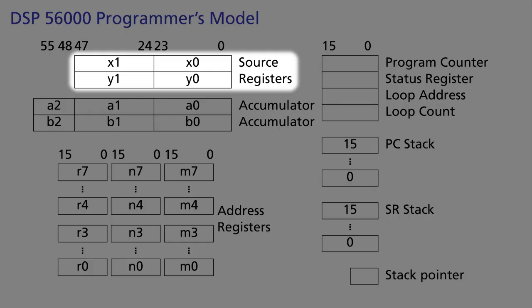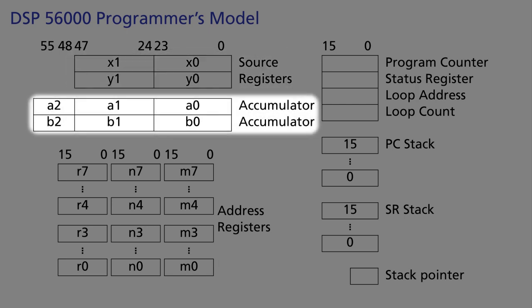The four 24-bit source registers are designed to store incoming samples and coefficients. The designers chose 24 bits because real-world signals are rarely any more precise. Two 56-bit accumulators form the center of the architecture. Their main use is to store and accumulate the results of multiplying a pair of source registers, although they can be used for other things. Incidentally, this is the only processor I know of that was named after the number of bits in its accumulator.